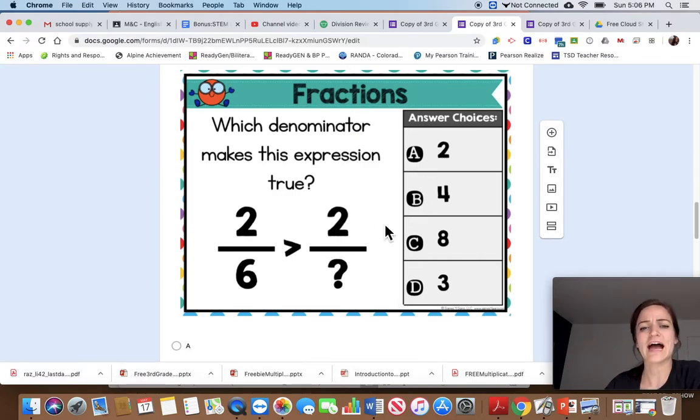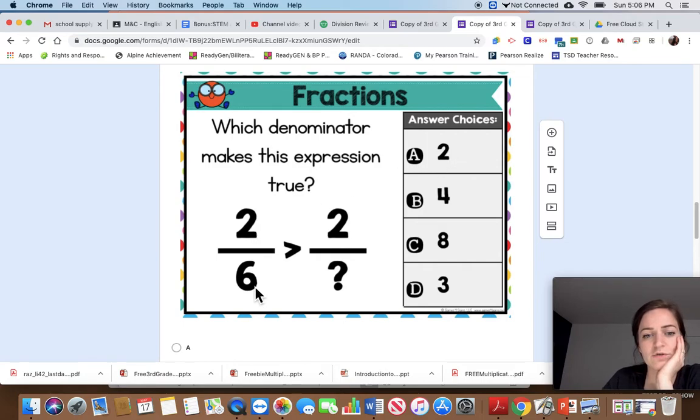If you had 2 halves, if you had 2 pieces of your pizza and you ate 2 pieces, you ate the whole thing, right? Is 2 out of 6 bigger than the whole thing? No. So we're going to get rid of that one. It can't be that one. 2/6 is greater than 2/4.